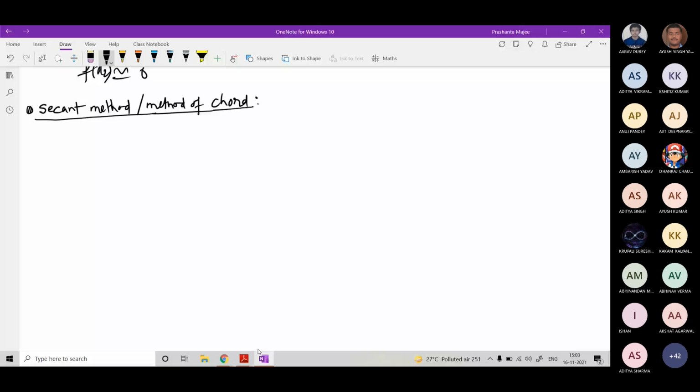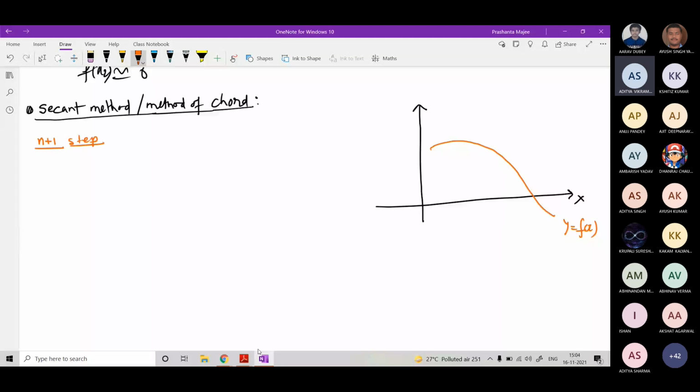Suppose let us consider this is a typical graph. This is the x-axis, this side is the y-axis, and let us consider this is the typical graph of the function. This is y equals f of x. So let us consider what the formula is in the n plus 1th step, the n plus 1th iteration.